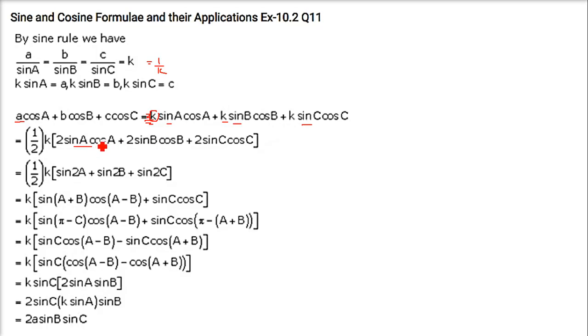This is 2 sin a cos a, that is sin 2a. This is 2 sin b cos b, sin 2b, and this is 2 sin c cos c, which is sin 2c. Now here, this sin 2b and sin 2c, you don't have to change this actually. You don't worry to change it. You can always put it as 2 sin c cos c.